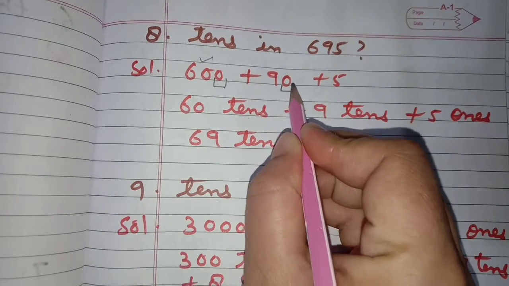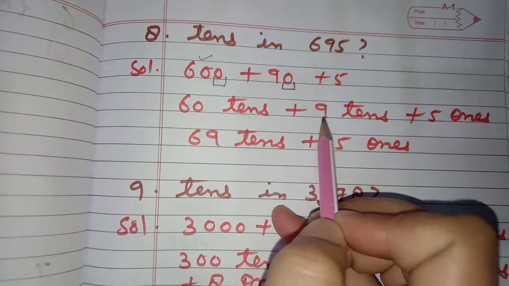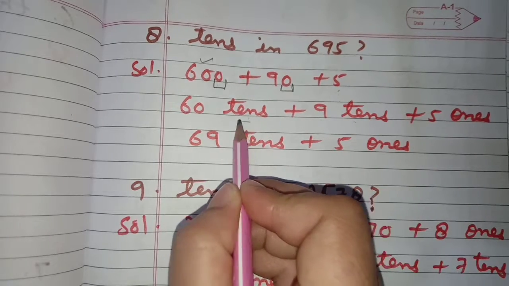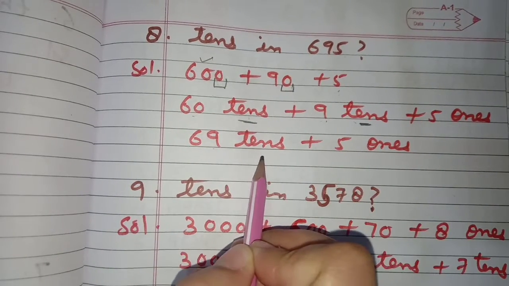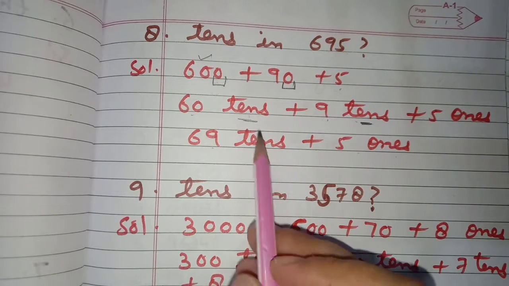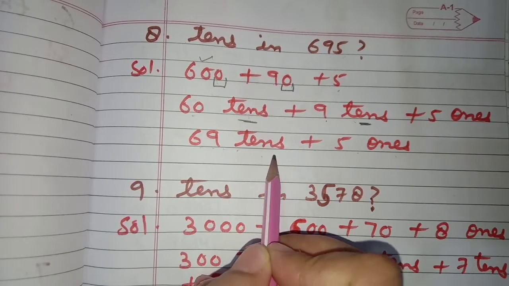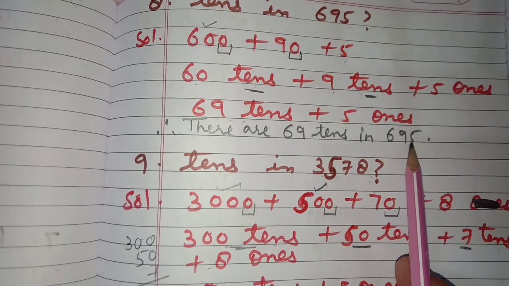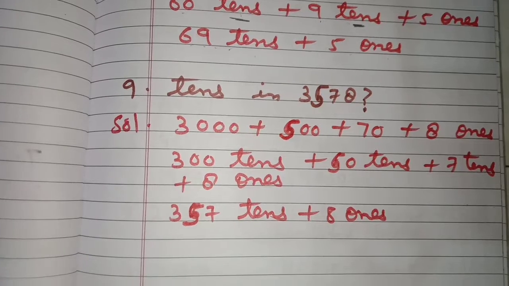Then how many tens are there in 90? Separate 1 zero for tens. So it is 9 tens. And then this is 5 ones. Now add this one and this one, means 60 plus 9, 69 tens, because tens we will add together, plus 5 ones. So how many tens are there in 695? 69 tens. Therefore, there are 69 tens in 695.